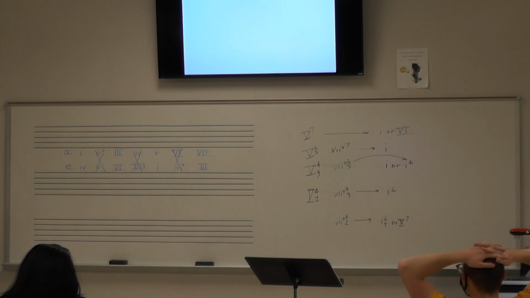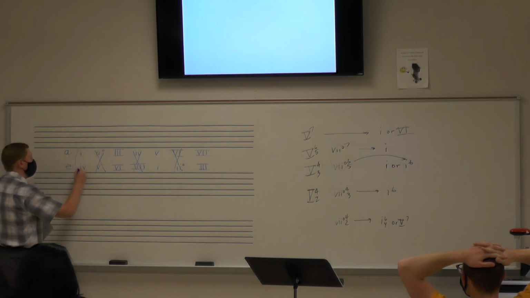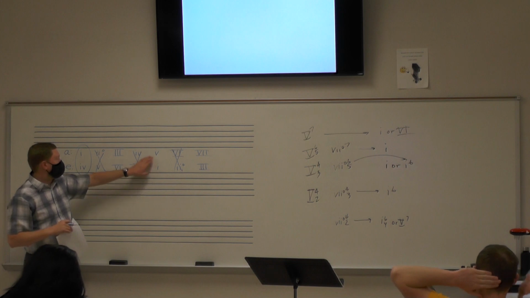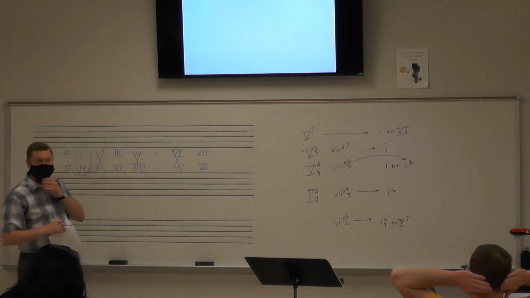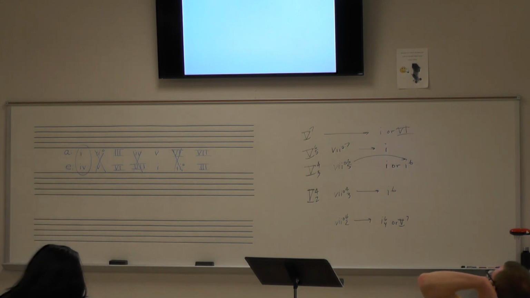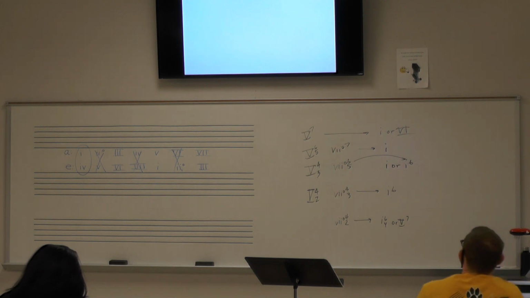Yeah, I circled this one. I stay away from this one because it's got a 5 in it, that makes a poor pivot chord. And this one has a 7 in it, which generally makes a poor pivot chord as well. Okay.